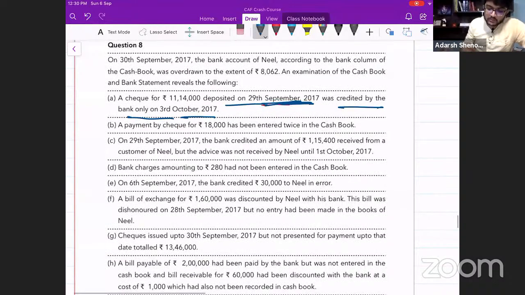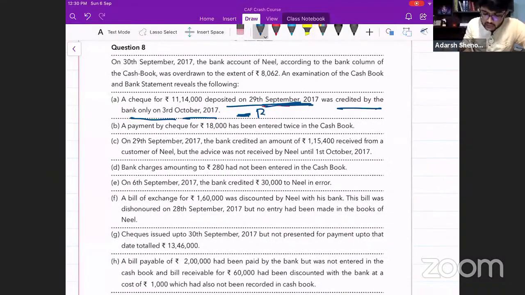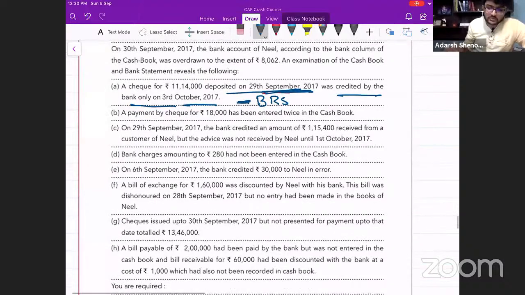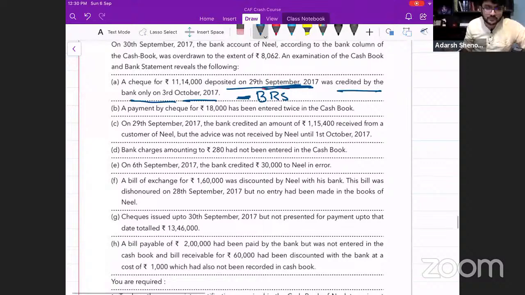Now, could you please tell me where will this appear? Will this appear in the adjusted cash book or in the BRS? This is a timing difference, so that is why it will appear in the bank reconciliation statement. This is no one's mistake. It was because of clearing, it took time. It is no one's mistake. It will come in the BRS.